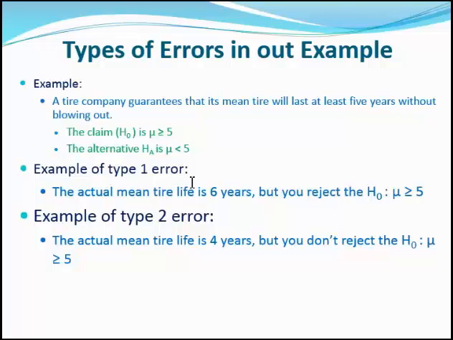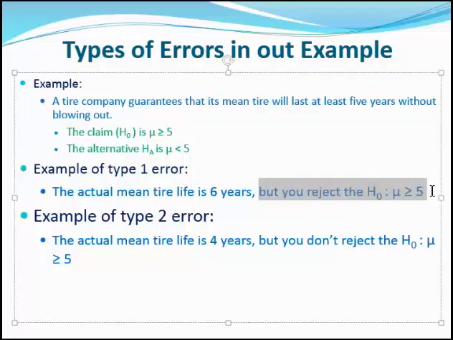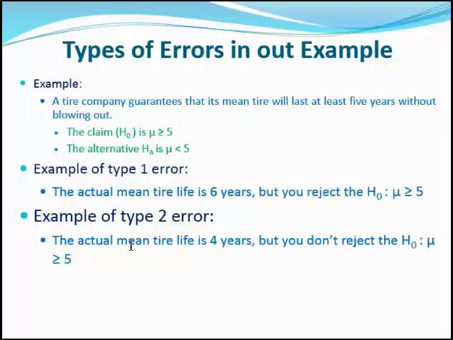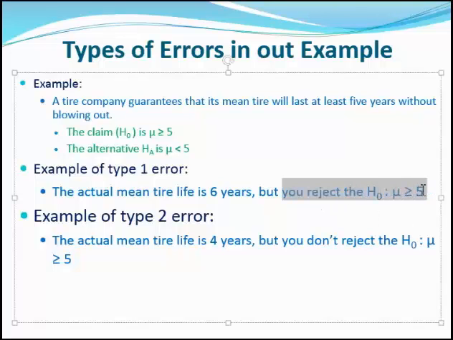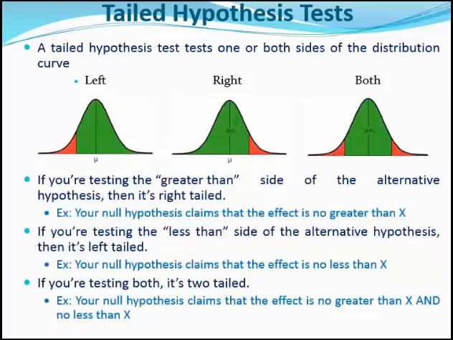An example of a type 1 error, in other words, a false positive, is where the actual mean of the tire is 6 years, which means our statement was really correct, and yet we rejected the null hypothesis. And the opposite is when the actual mean tire life is 4 years, which means that our original statement was actually false, but I do not reject the null hypothesis. Here I do reject something when it should not have been rejected, so it's a false positive. And here I don't reject it when I should have, and so it's a false negative. Not a critical point in this course, but just one thing that could be relevant.